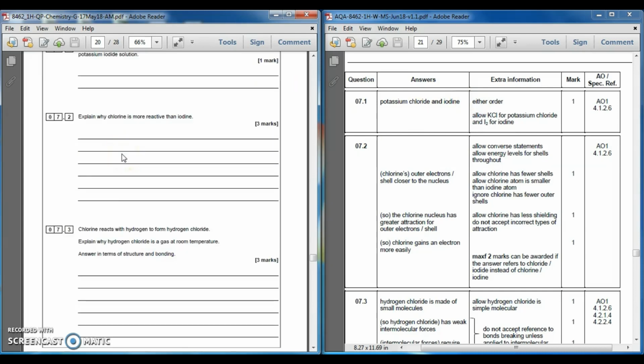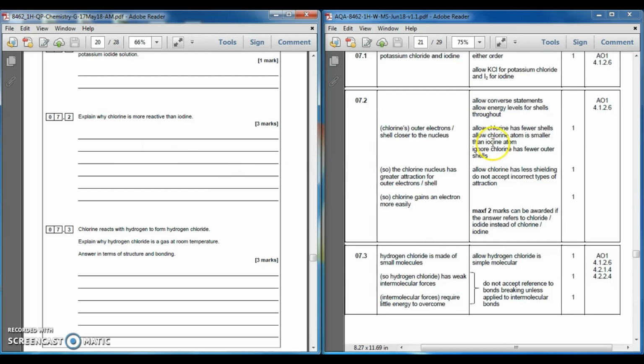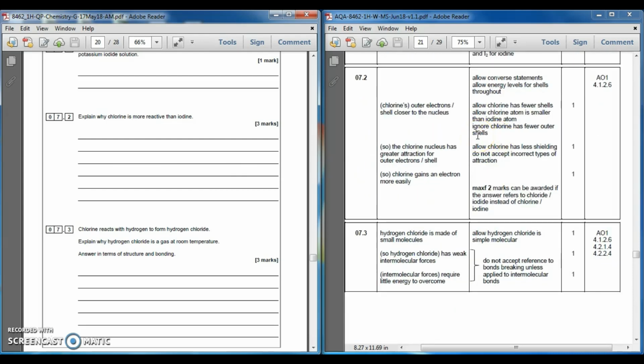The 7.2. Why is chlorine more reactive than iodine? I was impressed at people for this one, because people remembered this, and it is some pretty tough stuff, so it must just be because you've got an amazing teacher. It couldn't be any other reason, like you work hard or your books are fantastic or anything silly like that.